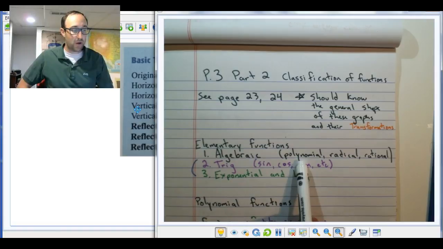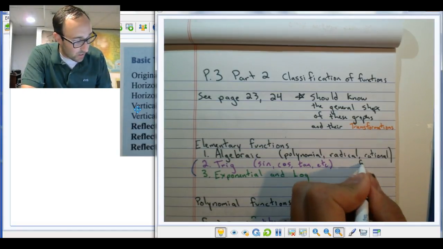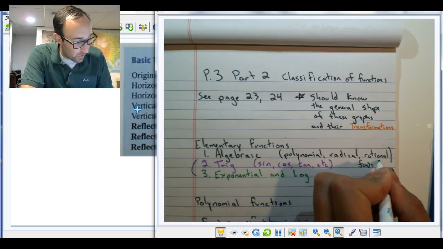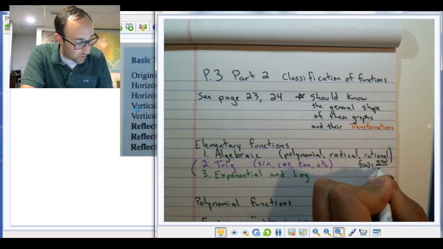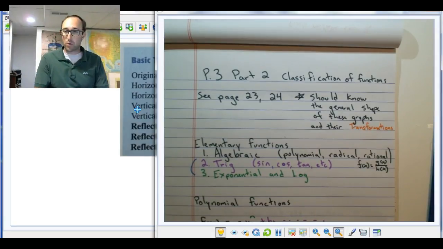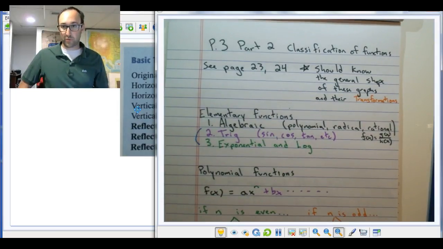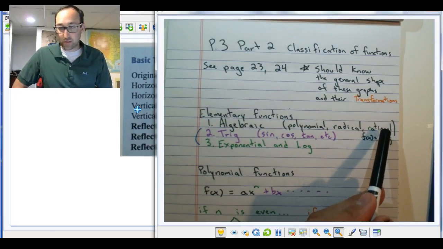Algebraic is polynomial, radical, or rational, and a rational function could be something like f of x equals g of x over h of x. So we could have a function divided by another function. It might be a number, it might be all sorts of stuff. So it doesn't have to be just 1 over x. It could be x squared plus 5 over x.